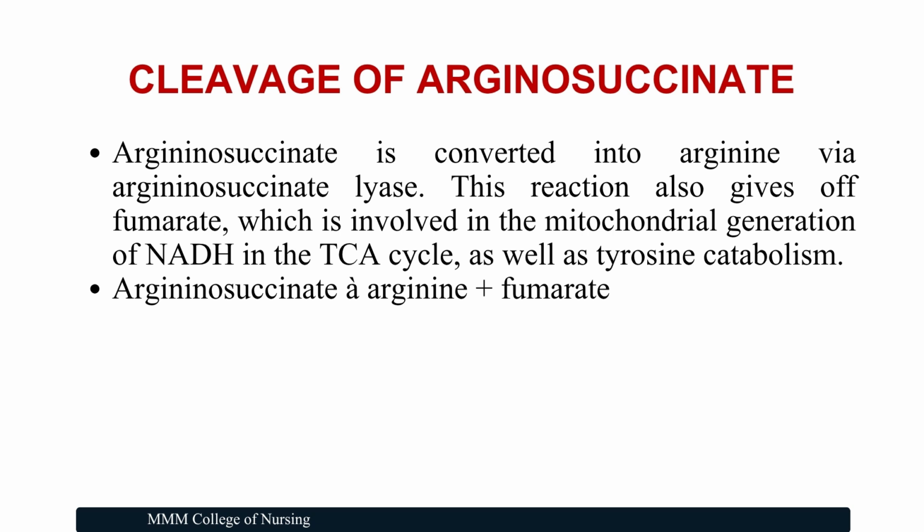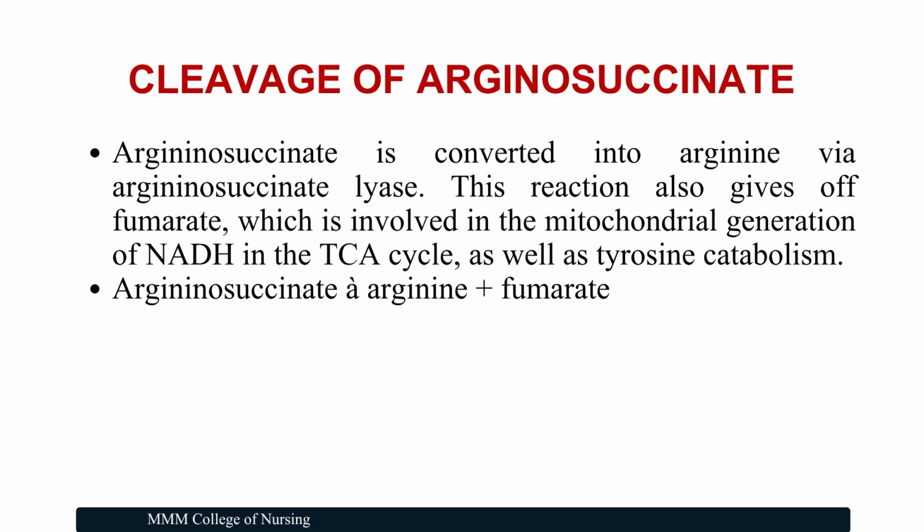Now fumarate is very important. It is not just wasted. Fumarate enters the TCA cycle, the Krebs cycle in the mitochondria, where it contributes to the generation of NADH. So it is also involved in tyrosine catabolism. This is the connection between the urea cycle and the TCA cycle.